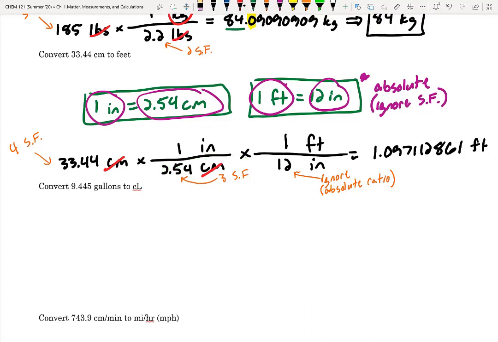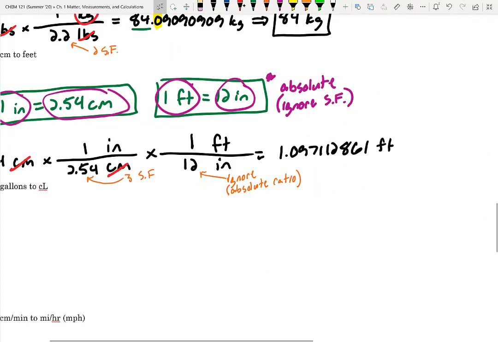So assuming that we've got 4 sig figs for our first number and 3 sig figs for our first conversion, how many sig figs should our final answer have? Should have 3, right? So what I would do is I would go ahead and look at this. And I would say, well, if we do that, I've got 1.09. But this number right here is greater than 5, right? So what does that mean? Well, it means we need to still have 3 sig figs, but we need to round that next number up.